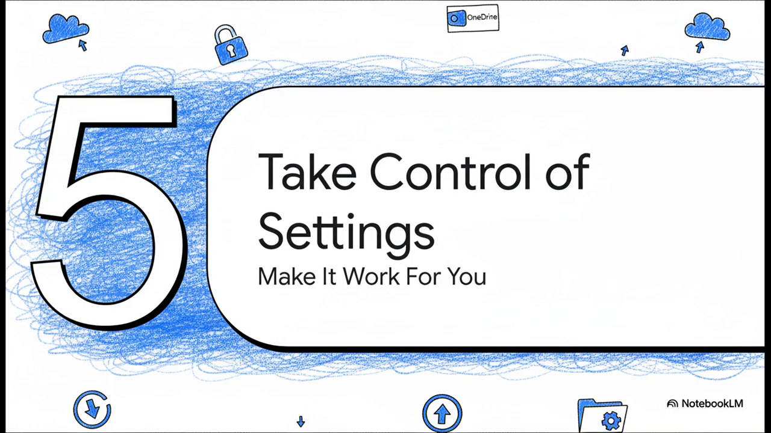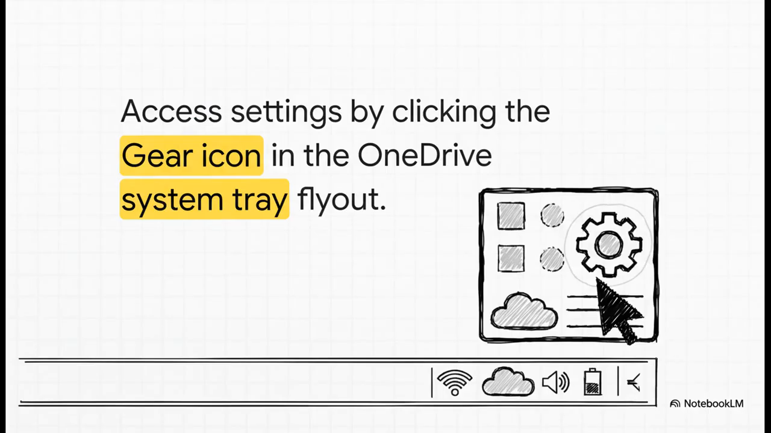All right, for our final section, we're putting you in the driver's seat. Let's dig into how you can customize OneDrive so it works exactly the way you want it to. So to find all these controls, just look for that little OneDrive cloud icon in your system tray. It's usually down at the bottom right of your screen. Click on it, then hit the little gear icon. That's your door to total customization.